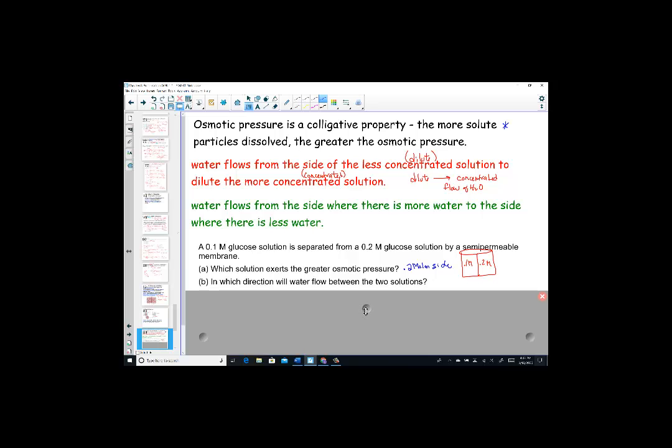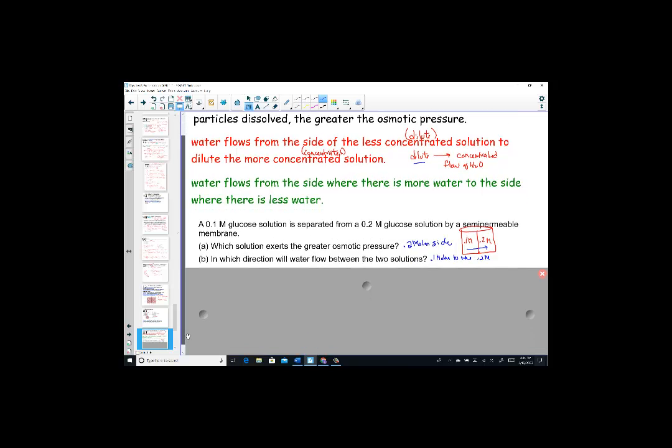And letter B says, in which direction will the water flow between the two solutions? Remember, water flows from the more dilute to the more concentrated. It is going to flow from the 0.1 molar to the 0.2 molar. It flows from the more dilute to the more concentrated side.